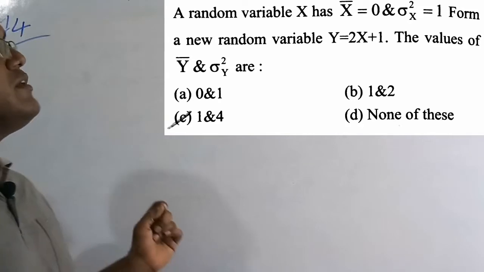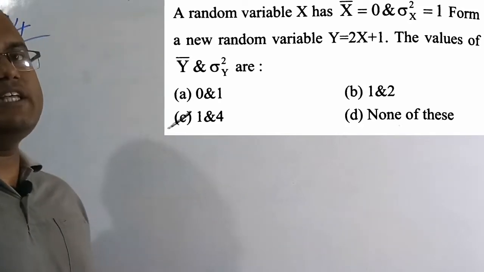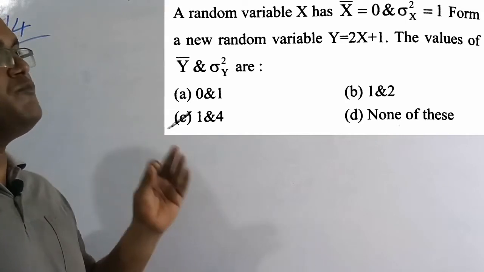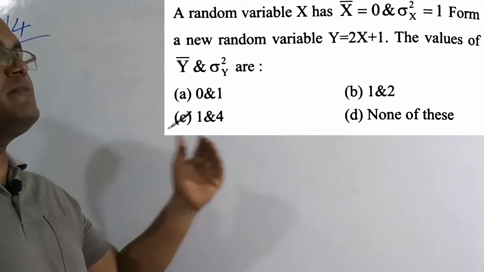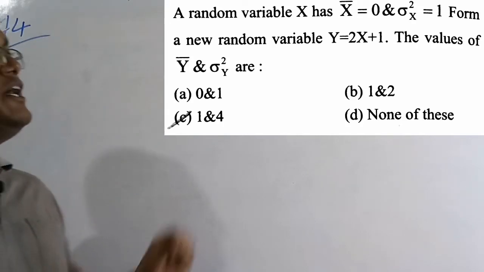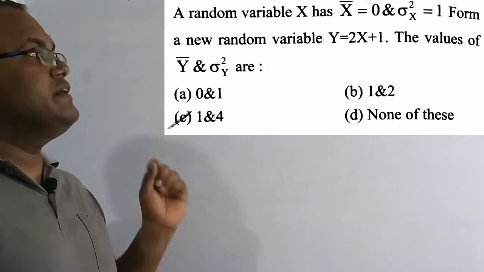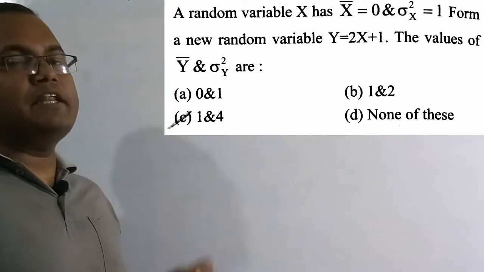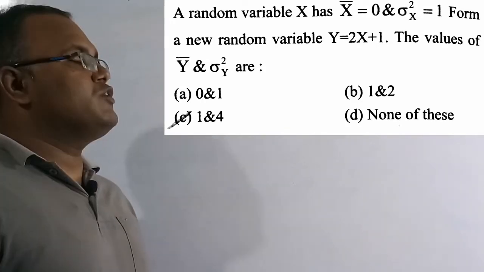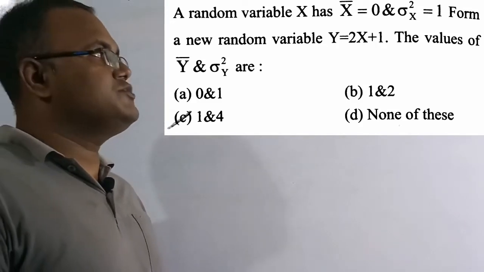So basically, for a random variable x they have given the mean value and the variance value, and they are going to form a y random variable from x by this expression, y is equal to 2x plus 1. So now we have to figure out the new random variable's mean value and variance value for this random variable y. Of the four options, option C, 1 and 4, is the correct solution of this question. So let's solve this numerical.